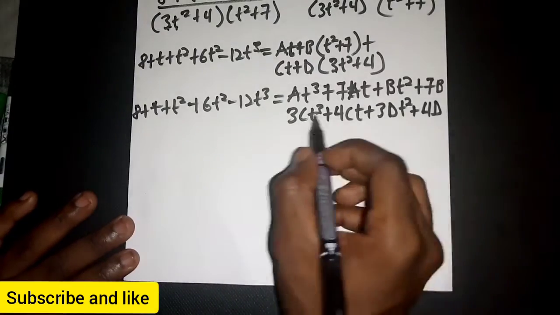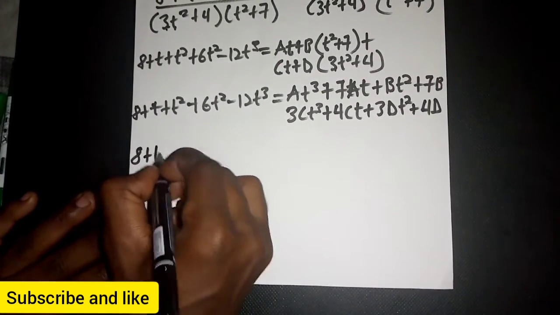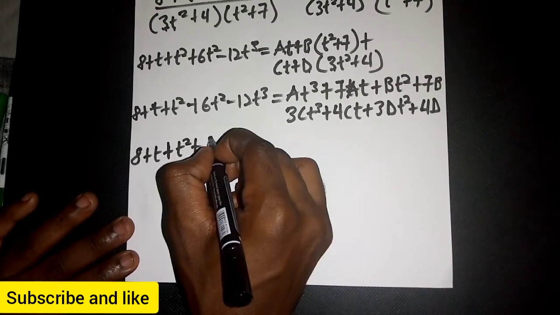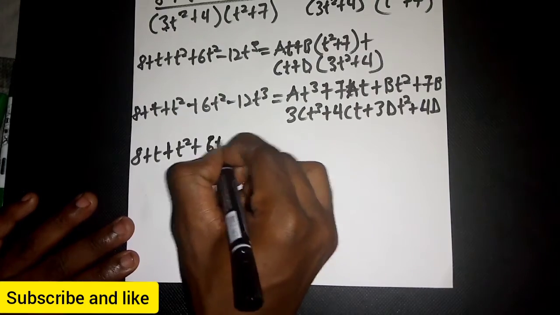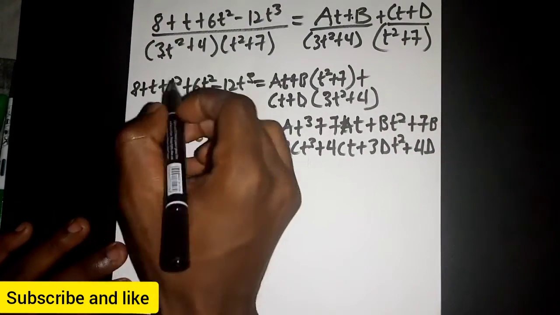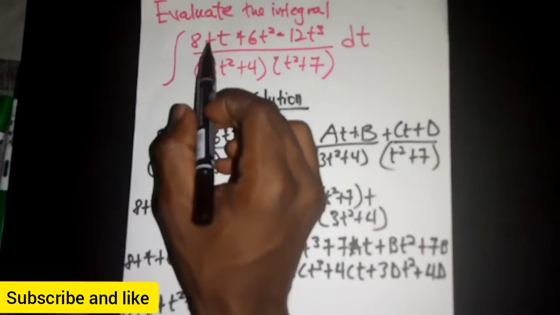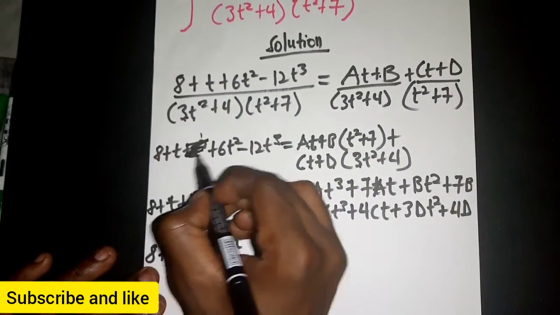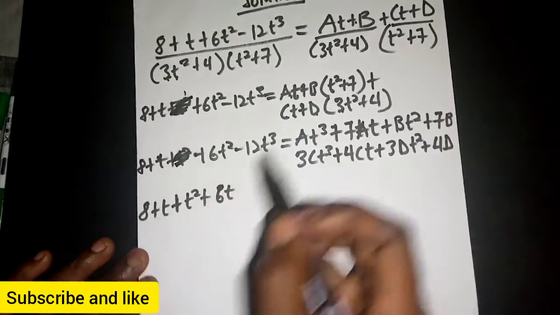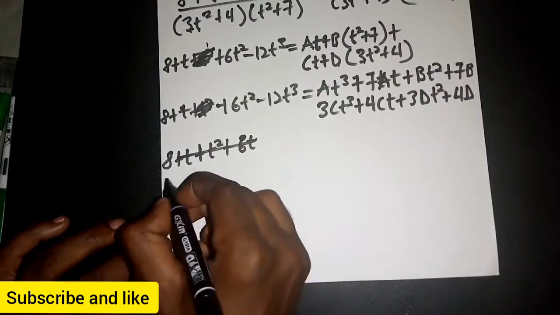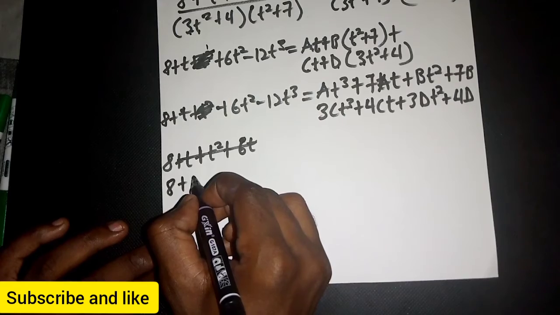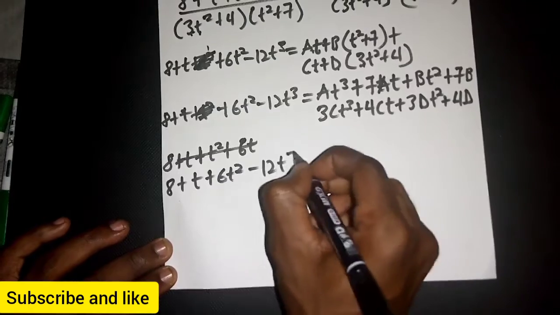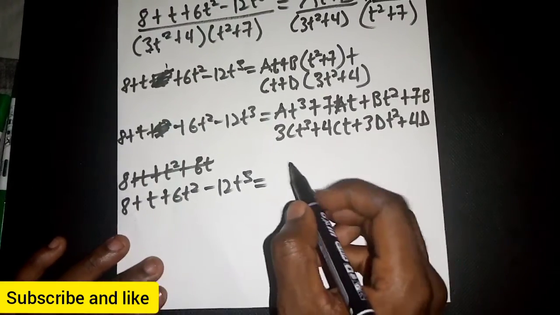So let's group like terms. So we have 8 plus t plus t squared plus 6t. Okay, so there is nothing. You look at the question here, 8 plus t, then plus 6t squared, so there's nothing like that, sorry. And this is out. So we have 8 plus t, then plus 6t squared minus 12t cubed equal to, now we're going to group items based on their t.